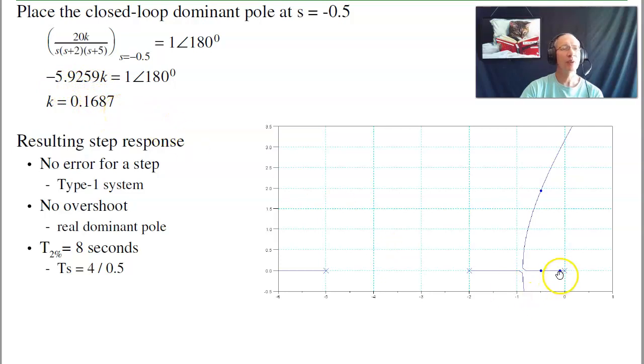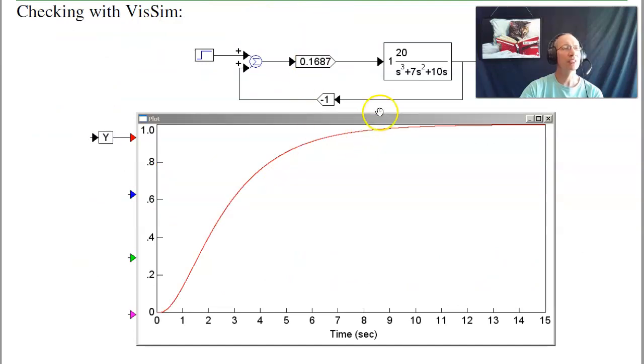Again, I'll have no error per step input, it's type 1. I'll have no overshoot, it's a real pole. But now the settling time is 8 seconds. And throw that in VisSim, and sure enough, the settling time is about 8 seconds, no overshoot, real pole. Again, just what the root locus predicted.